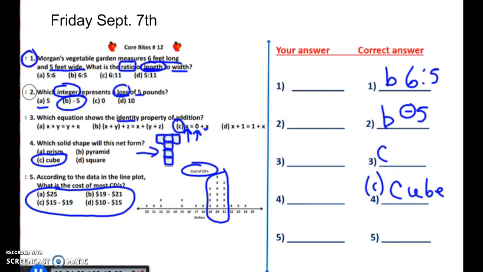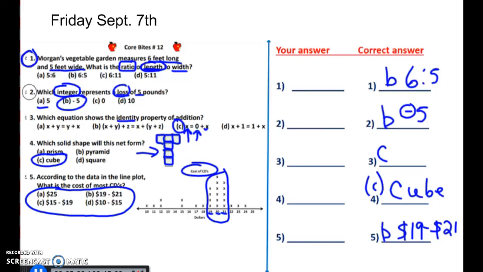Now that you have drawn this and you know you're looking at where the majority of the X's are, I want you to choose which one of these intervals those X's fall between. Pause your video and answer number 5. You should have chosen B as your answer because most of those X's that we drew a circle around fall between $19 and $21. So your answer is B.